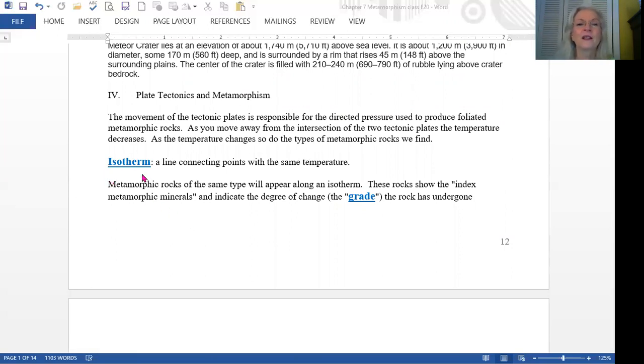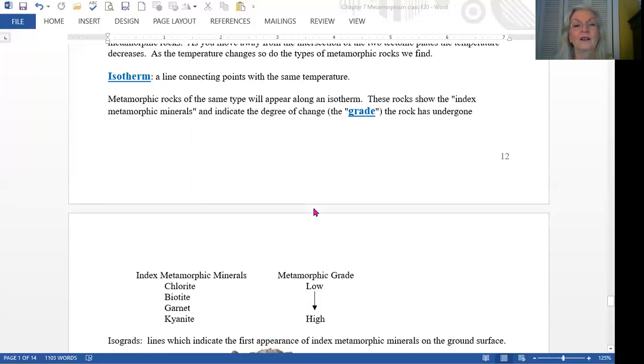How do we know this? Well, we look at the minerals that are in the ground, and minerals solidify at different temperatures. So the minerals tell us the temperature, which helps us plot what's called an isotherm. That's a line that connects points with the same temperature. And that helps us determine the metamorphic grade of the rock.